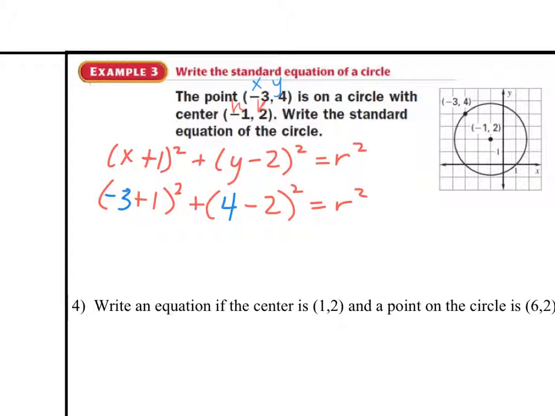We're trying to solve to figure out what r squared is so we can write the equation. So -3 plus 1, what do I got? Right, -2 squared, and -2 squared is not -4. Oh, 4 minus 2 is 2. That's why I put that. What's -2 squared? Positive 4. Thank you. Positive 4 plus 2 squared is positive 4. So what is r squared going to be? 8.